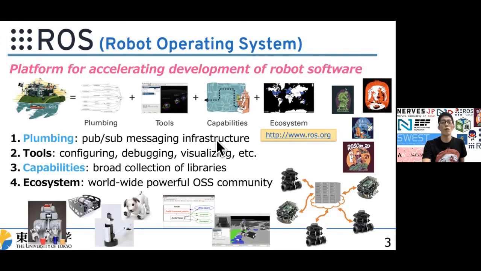ROS provides powerful tools to support configuring and debugging the project and simulating and visualizing robot systems. Since robots will be operated in the real physical world, it is very important to be able to efficiently simulate the physical behavior of the robot in 3D space, as shown in this figure. Capability means a broad collection of libraries. I will explain the detail of capability in the next slide. Finally, the ROS project is organized by the worldwide open source community.